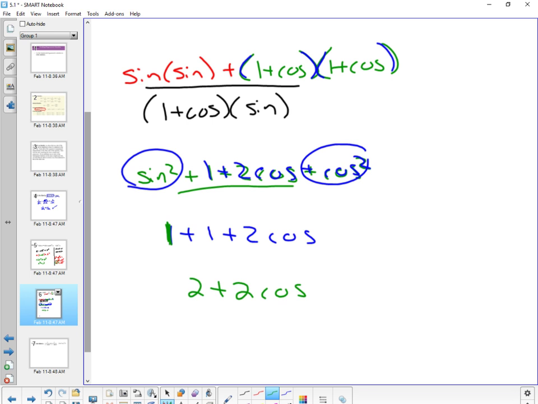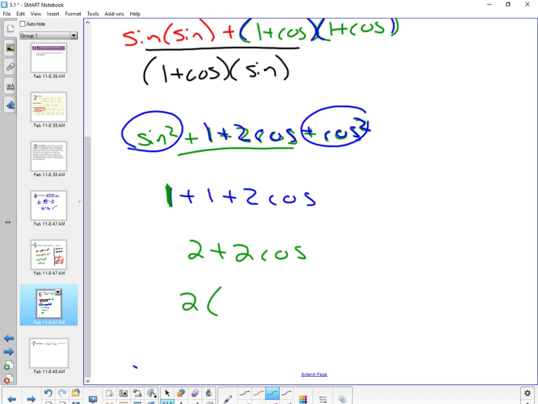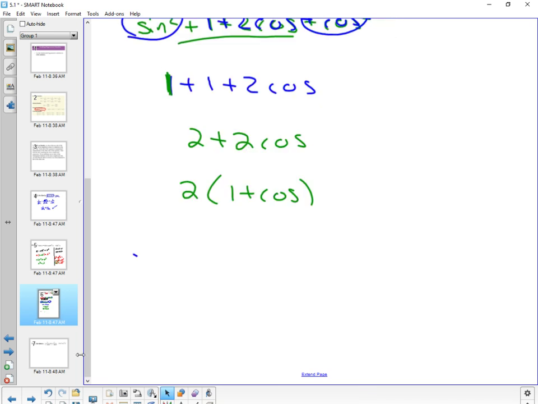I see that they both have 2 in common. I'm going to factor out 2. That's easy: 2 times 1 plus cosine. See how there are 2 things here? It's like 2 times 1. If I fold it back out, I should get 2 plus 2 cosine again, right? So we're good so far? Let's get rid of the arrows. I factored out a 2 that they had in common. That's all I did.